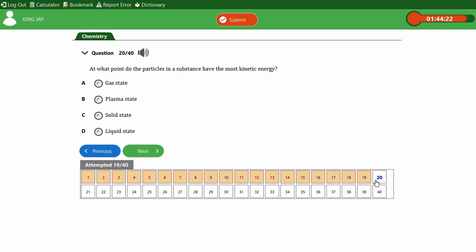Question 20 says, at what point do the particles in a substance have the most kinetic energy? In a liquid state, no. In a solid state, no. In a plasma state, no. The answer is in a gas state, because it's only in a gas state that particles move fast, because they are free, and that is in a gaseous state.